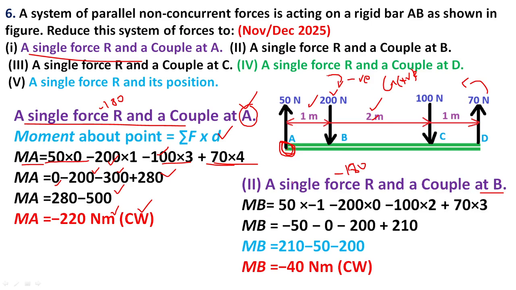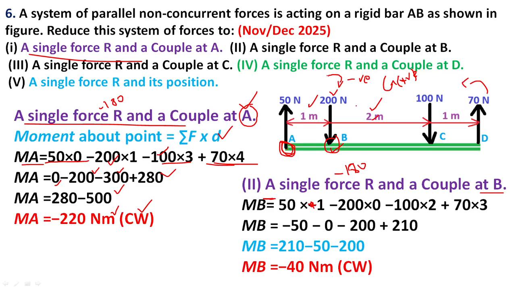So the couple at B is at point B. We want to take the moment about point B. So about point B, 50 is in the clockwise direction, so put a minus sign. Here also put minus 50, which is also clockwise direction. Clockwise, 50 into minus 50 into 1.